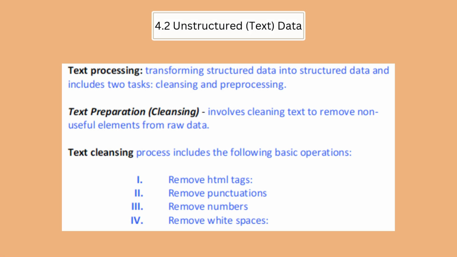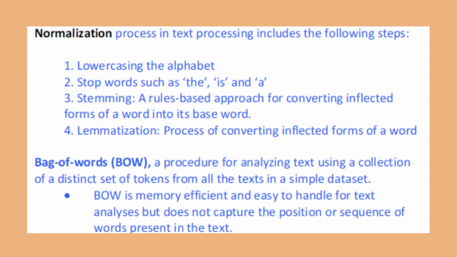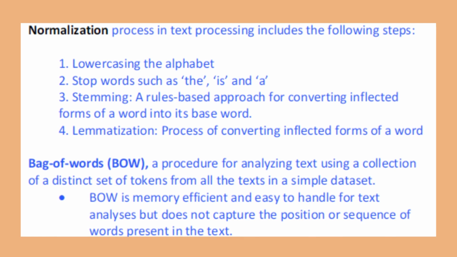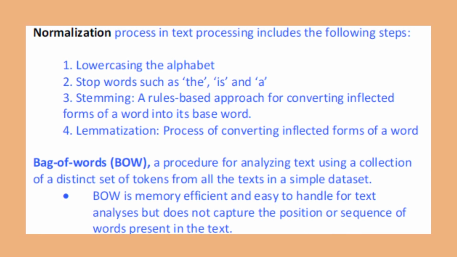4. Remove white spaces. The normalization process in text processing includes the following steps: 1. Lowercasing the alphabet. 2. Removing stop words such as the, is and a. 3. Stemming, a rules-based approach for converting inflected forms of a word into its base word. 4. Lemmatization, the process of converting inflected forms of a word.